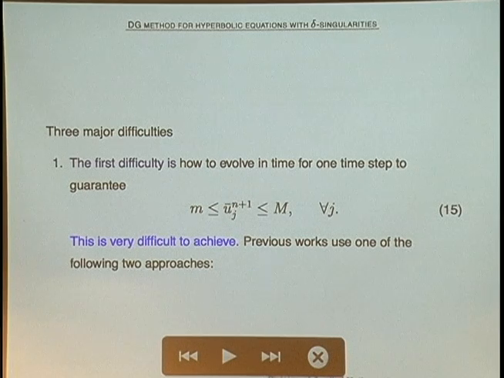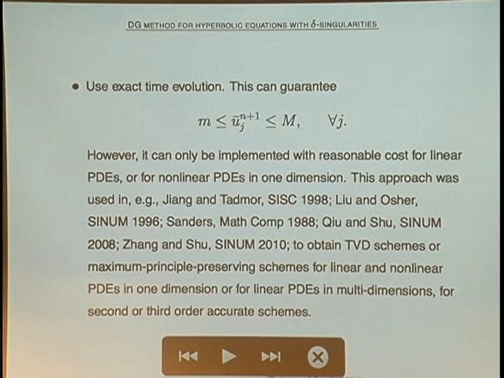It's actually a simple idea, but it took us a lot of time to realize that. The previous work used the following way. It used the exact solution. You see, the thing is that the exact solution does satisfy the maximum principle. So if you can implement the exact solution for short time, then certainly your computed cell average will be okay.